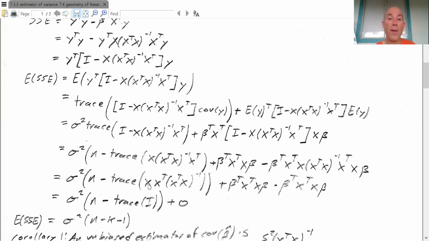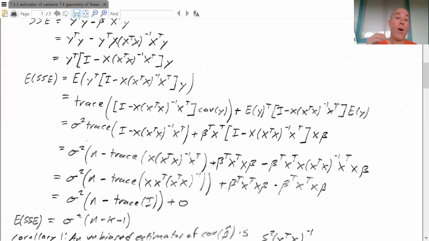Now, realize it's a mistake here, but it will be X transpose leading. Since X transpose is leading, this is going to be an identity matrix with K plus 1 rows, K plus 1 columns. All right, when I take the trace of an identity matrix with K plus 1 rows, K plus 1 columns, the trace is K plus 1. I'm doing subtraction, so this becomes N minus K minus 1.